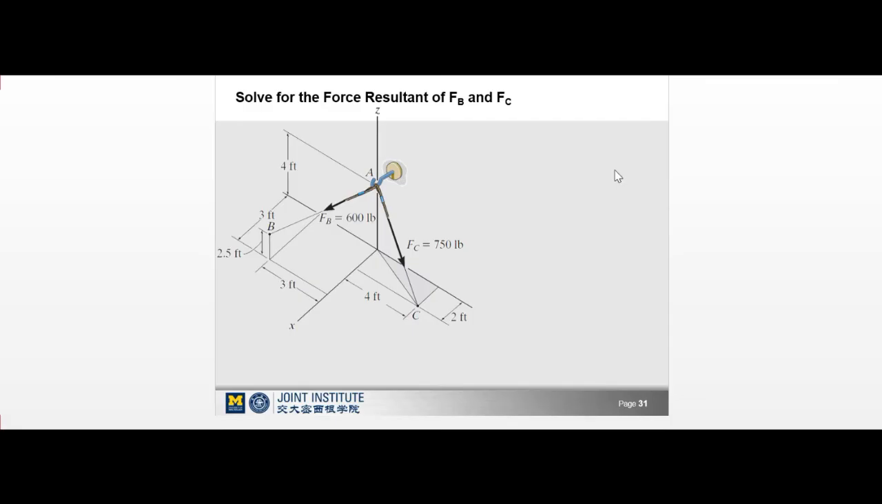All right, we're going to do now one more problem with force vectors on a basic level, to combine the forces FB and FC in this one. So what we're going to do is solve for the resultant force of FB and FC. To do that, we're going to have to find a few things. You can see what's given now in the problem is the magnitude of FB.